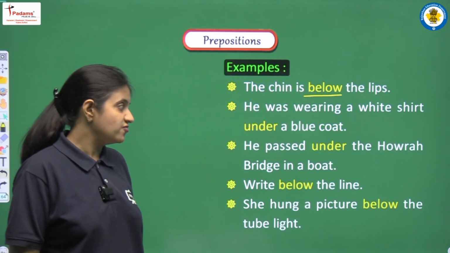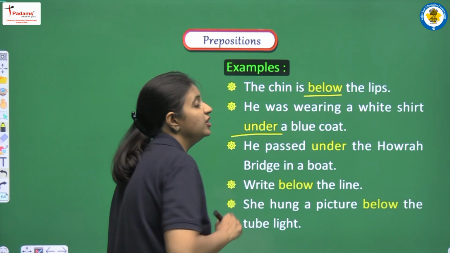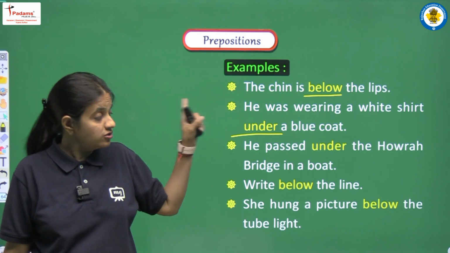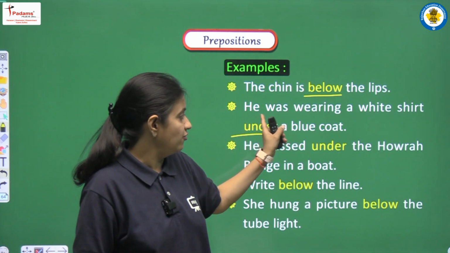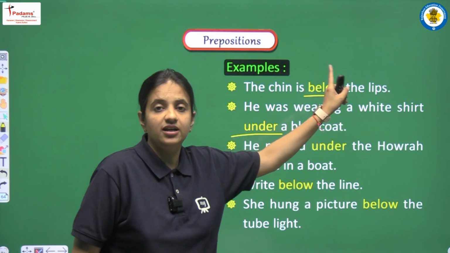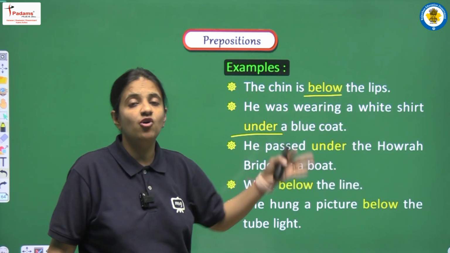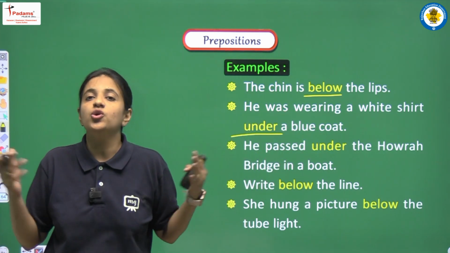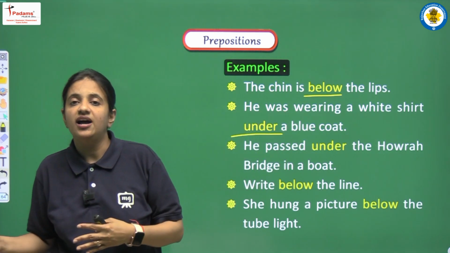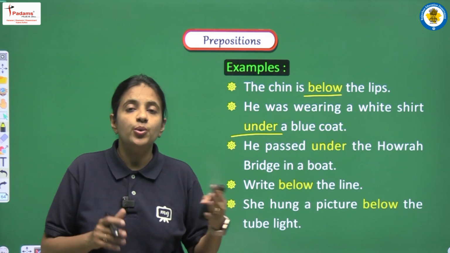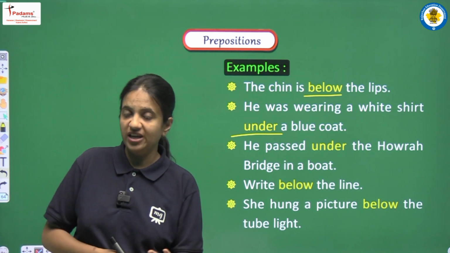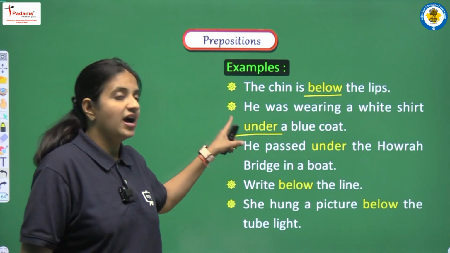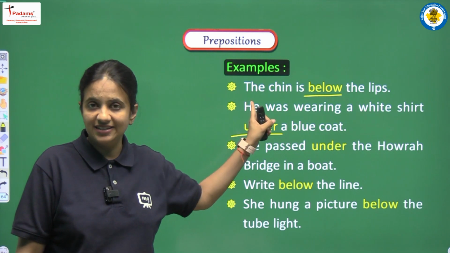Next is, he was wearing a white shirt under a blue coat. So now in this sentence we are having under. Why? Because we are showing that there was one person and he was wearing a white shirt and that shirt was completely covered by a blue coat. Because अब shirt के ऊपर coat पहन लेंगे so वो जो coat है वो क्या करेगा, that will cover the shirt. So here we are having the meaning of covering. Here we are having this kind of idea to cover up. So this is the reason we are having under in this sentence.